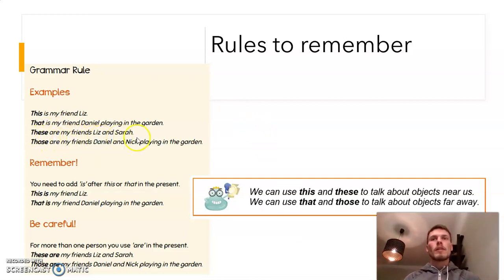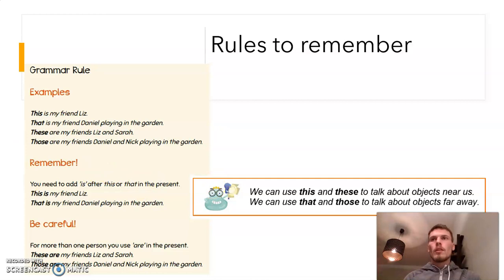These are my friends Liz and Sarah, then they are very close to you, and maybe they are a bit far away, then you would say those are my friends Daniel and Nick playing in the garden. And then you can see some rules here, you can see for yourself.